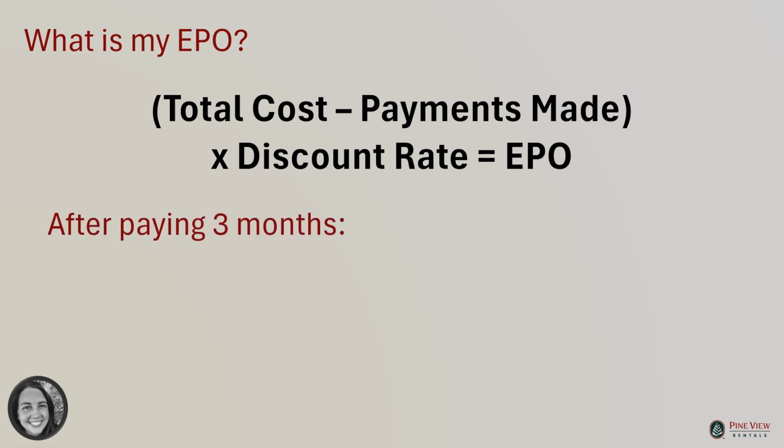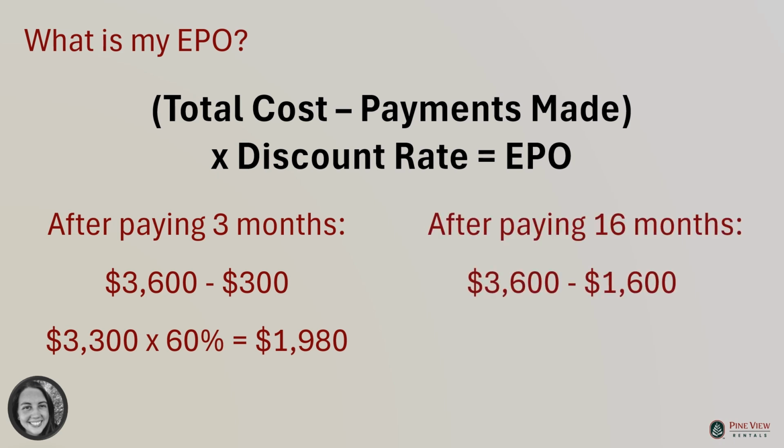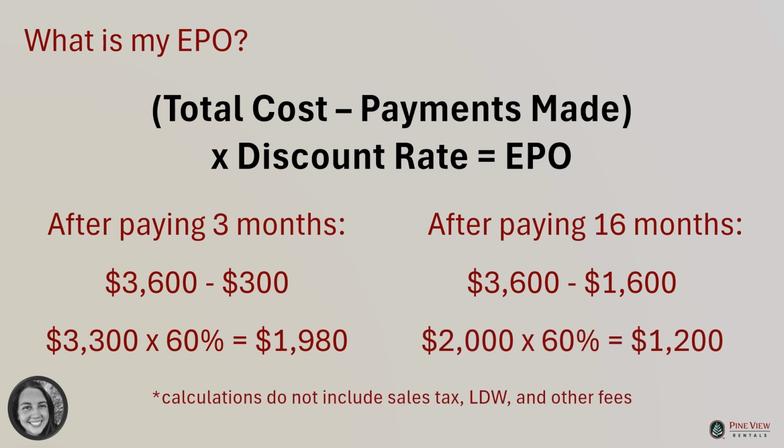In the first one, our customer has paid 3 monthly payments of $100, which has reduced their contract balance from $3,600 to $3,300. If we take this amount times 60%, we'll find our early purchase amount of $1,980. In the second example, the customer has paid even more payments and is requesting to purchase the structure after making 16 monthly payments. Again, we'll take the contract balance times 60%, where we'll find their purchase option amount of $1,200.